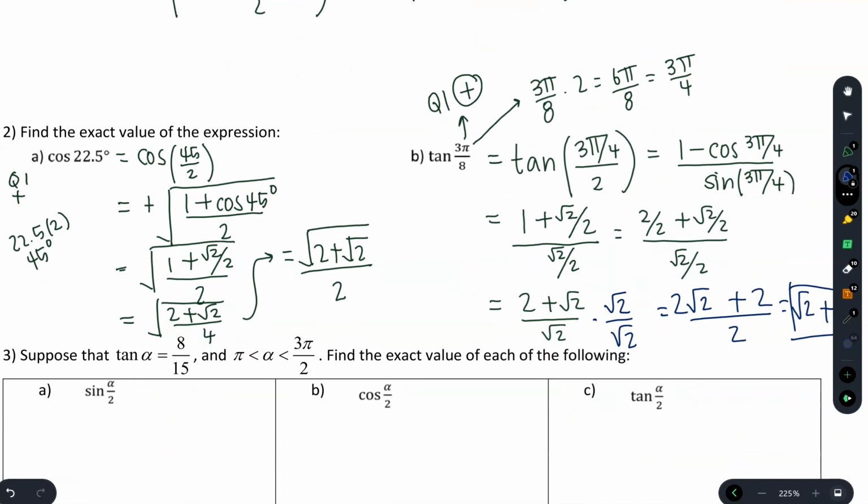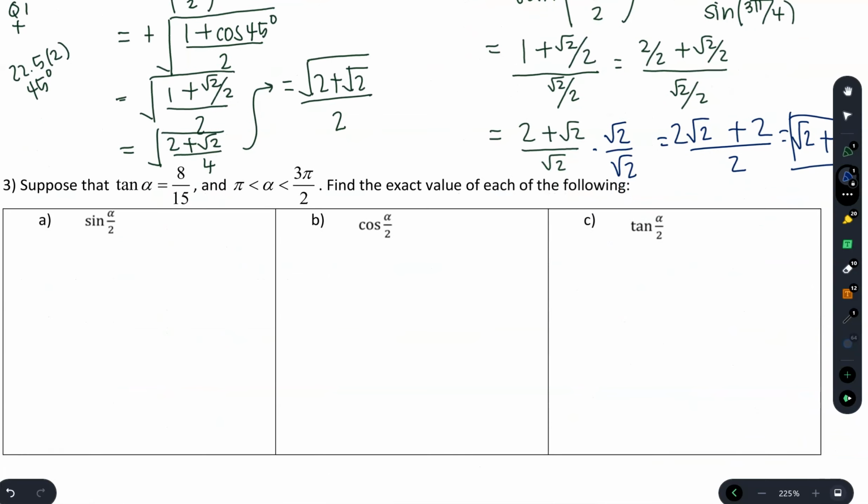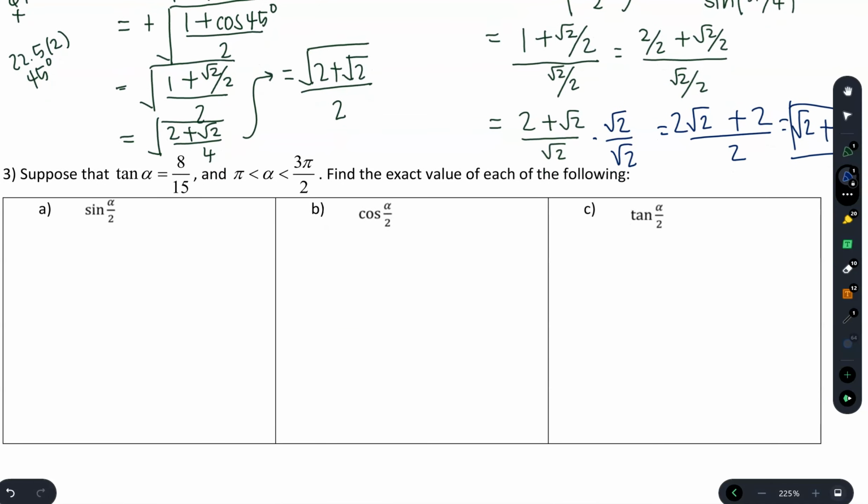Alrighty. So let's look at number 3. I've got tangent of alpha is going to be 8 over 15. My alpha lies in between pi and 3 pi over 2. So that is quadrant 3, right? So it lies in quadrant 3. If I wanted to find sine of alpha over 2, how do I find where alpha over 2 lies?